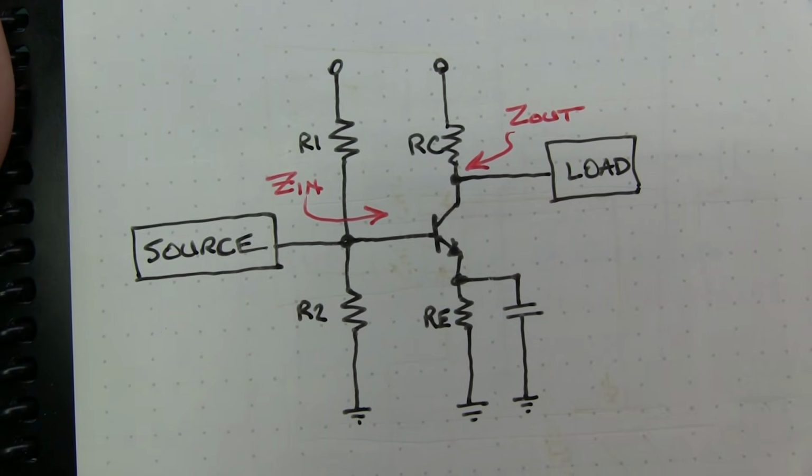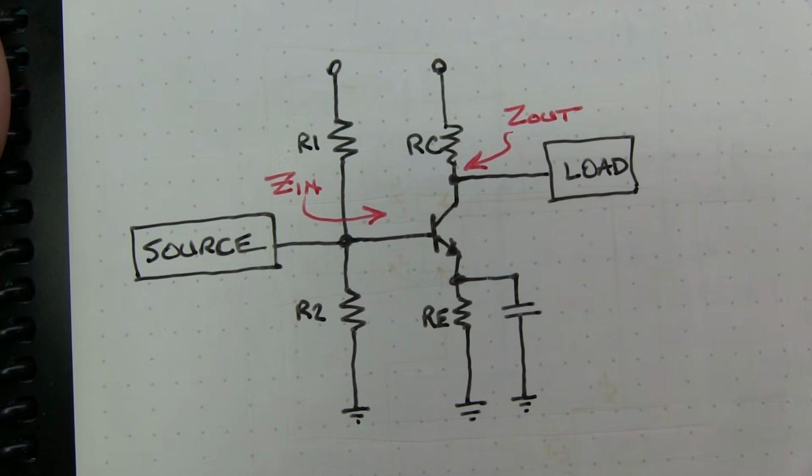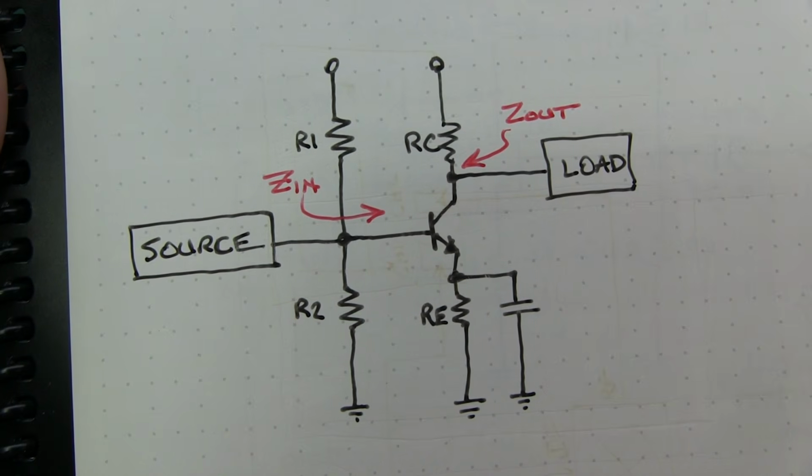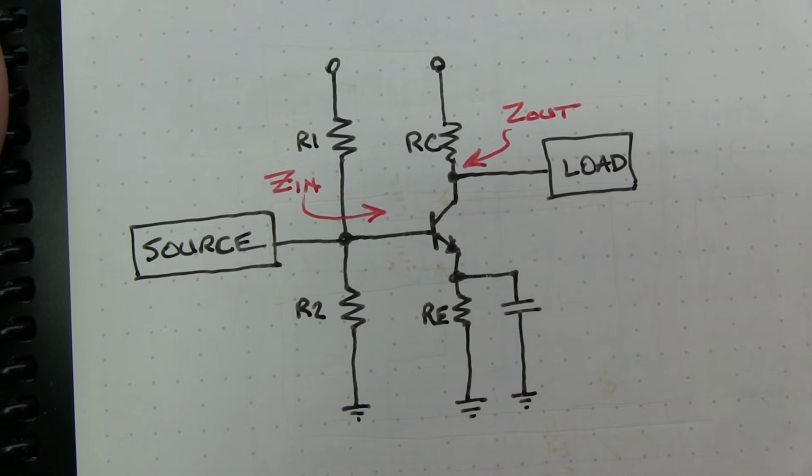A few weeks ago, a friend asked me about doing a video on cascading common emitter transistor amplifiers. And I mentioned to him, you really can't talk about that until you first consider the input and output impedances of a common emitter amplifier. So that's what we're going to discuss in today's video.